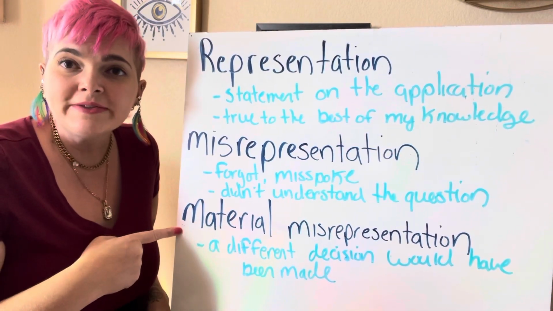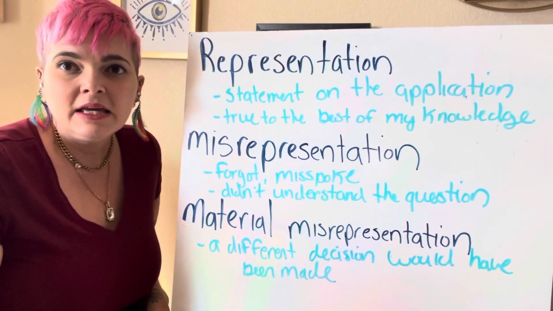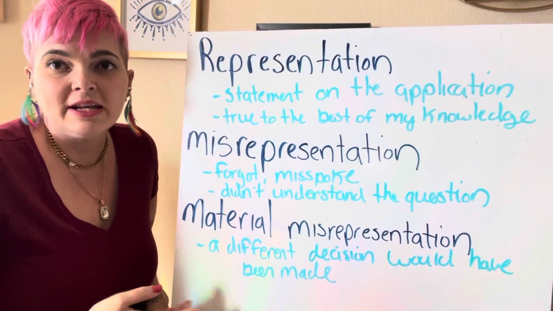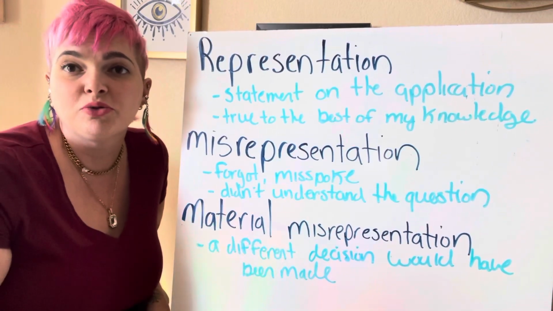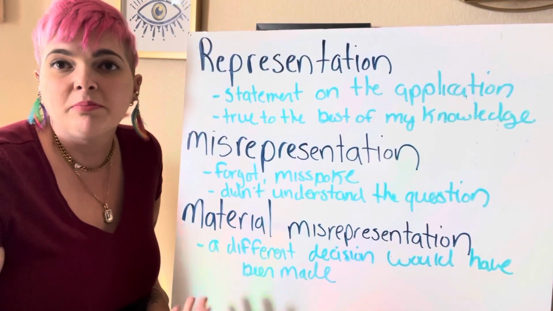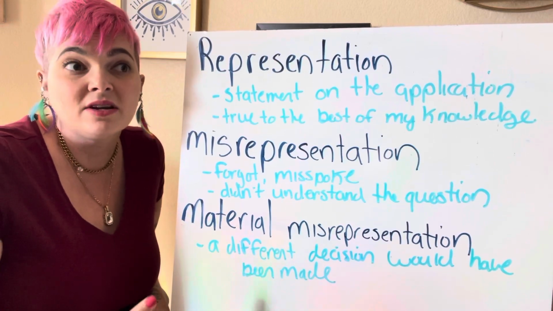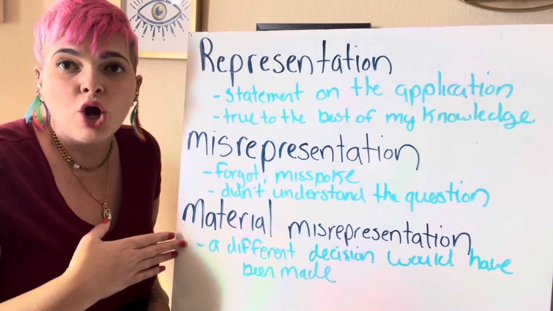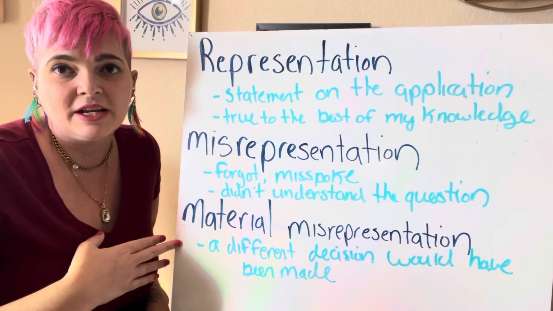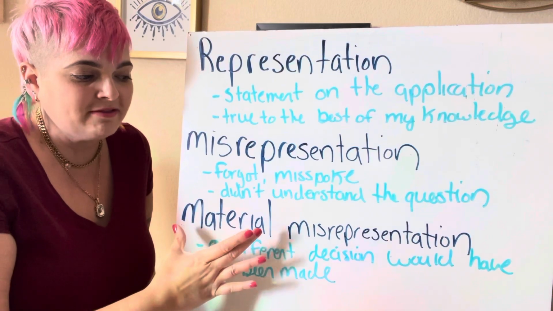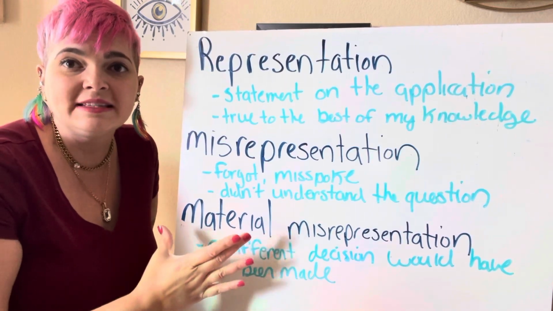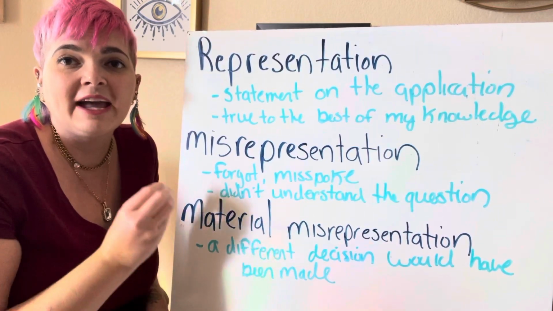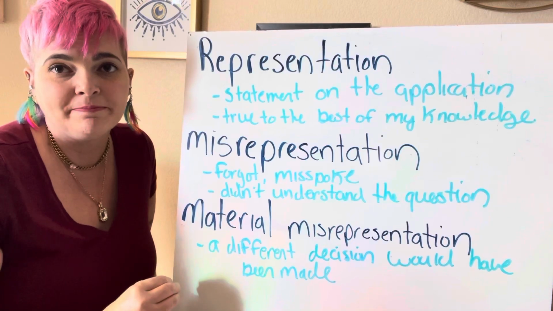So for insurance companies, what does it mean if there's a material misrepresentation? It means they would have charged a different premium. They would have given you a different policy. Maybe they wouldn't have even covered you at all if they had known about that material misrepresentation. So when you think about material, think very important. A different decision would have been made if I had known that piece of information.